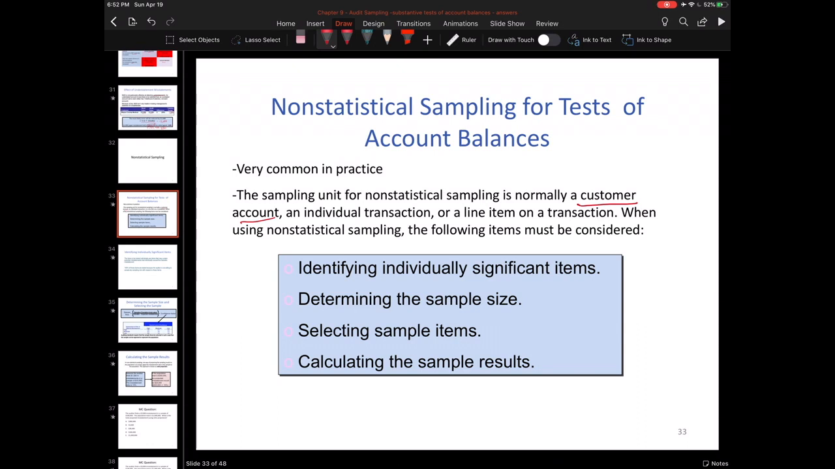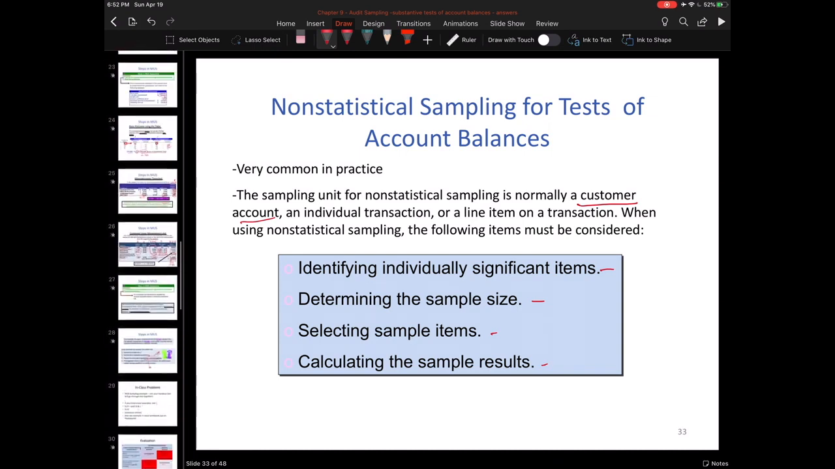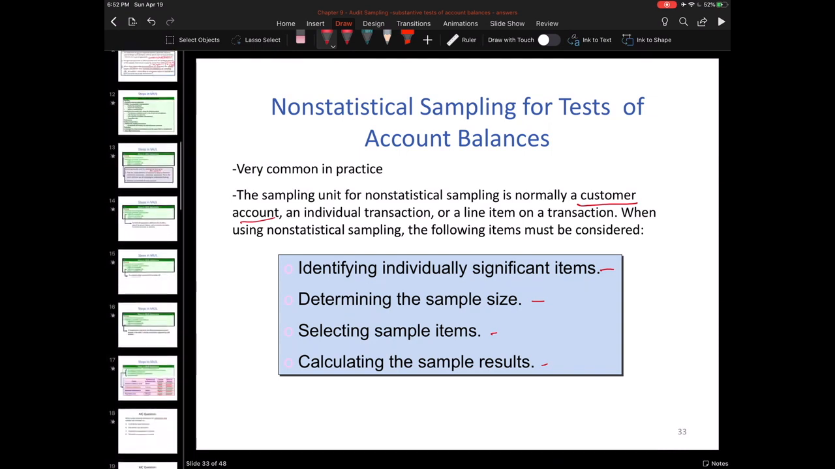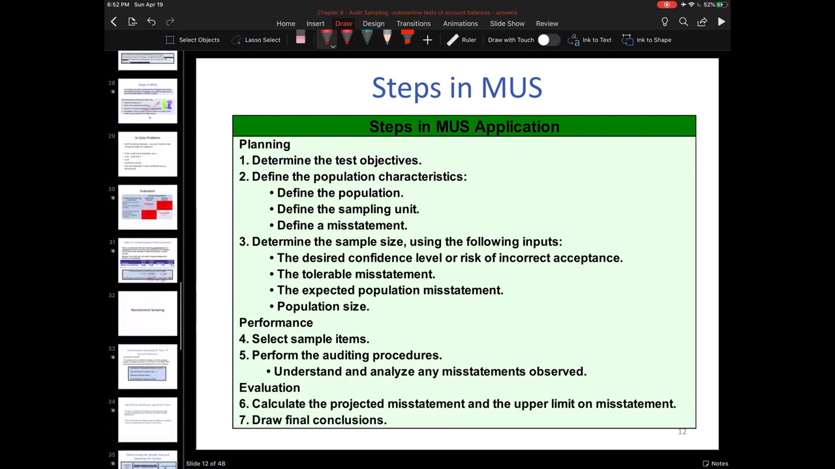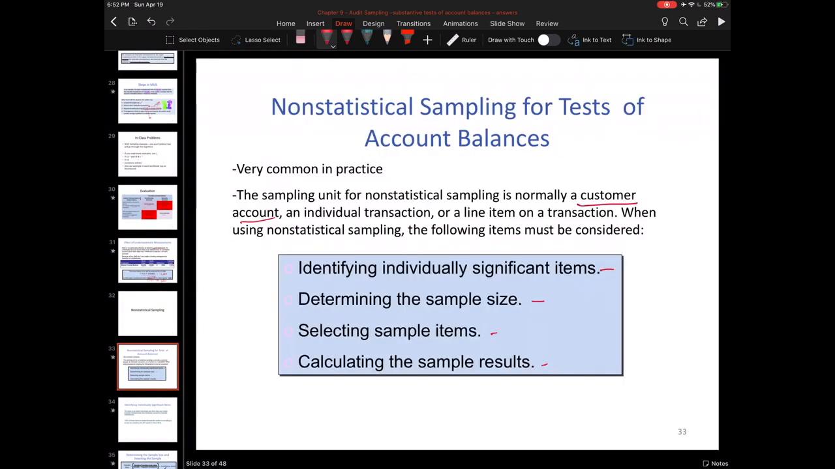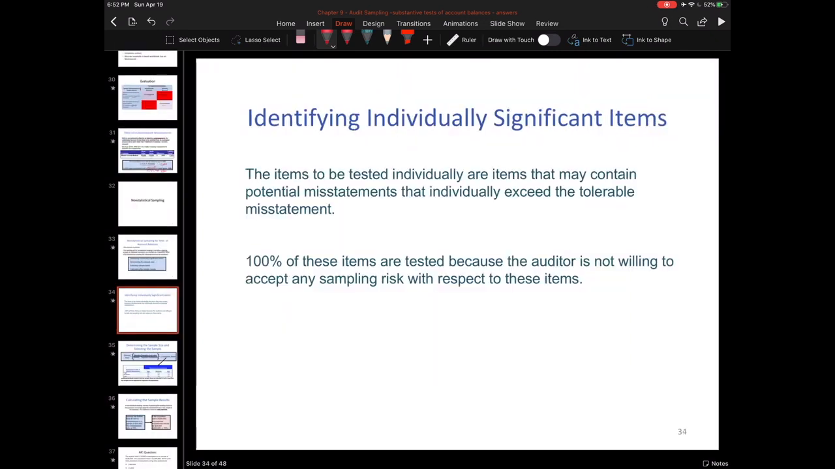And we have these simple steps in non-statistical sampling. So we don't have a full list of 400 steps like we saw with the MUS. We just have 4 basic overall steps. And the first step is to identify any individually significant items.